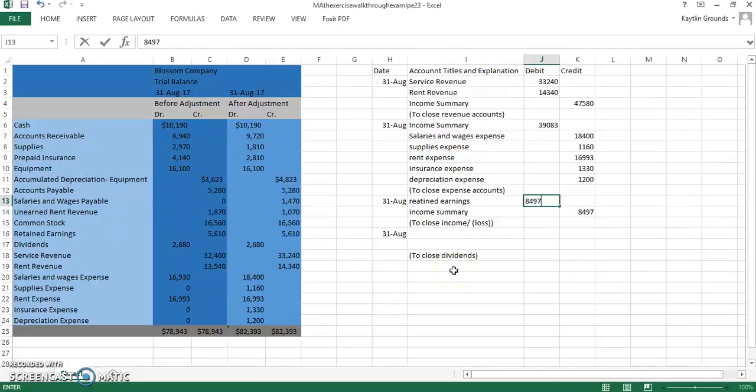Lastly, we're going to close our dividends accounts. Our dividends is in a debit balance. So to close that, we will credit it. So we'll credit dividends of $2,680, and we'll do retained earnings here of the same amount in the debit category. And that's how you do it.